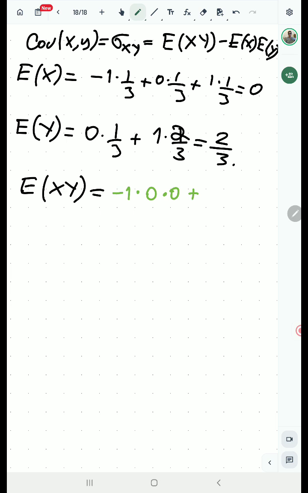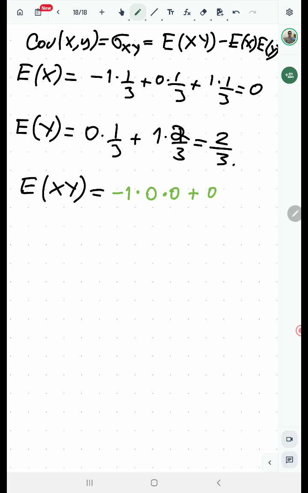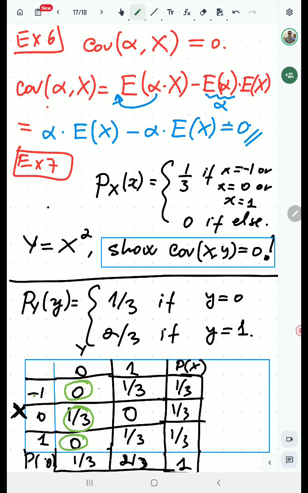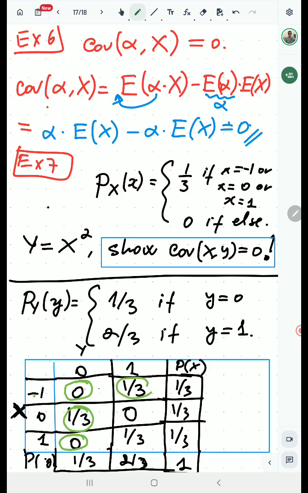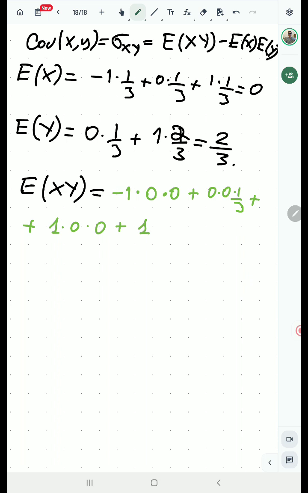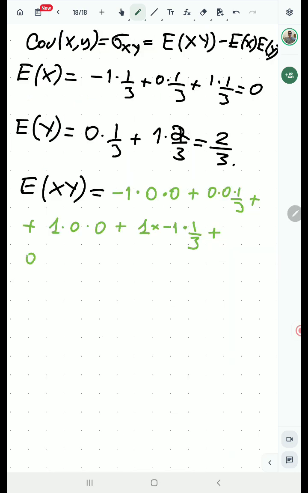Now let's move to the next one. When x is 0 and y is 0, basically this is 0 times 1 over 3 plus, let's move on. X is 1, y is 0, 1 times 0 times 0. The probability that x is 1 and y is 0 is equal to 0. Plus, now the next one: x is equal to minus 1, y is equal to 1. That happens with probability 1 over 3. So 1 times minus 1 can happen with probability 1 over 3, plus x is 0, y is 1. That happens with probability 0.